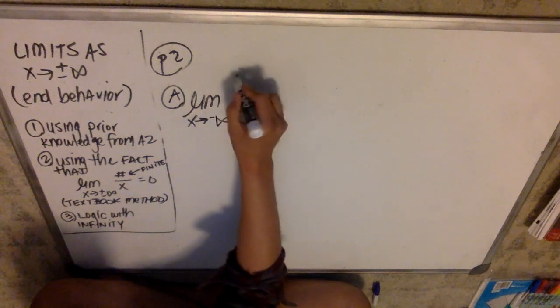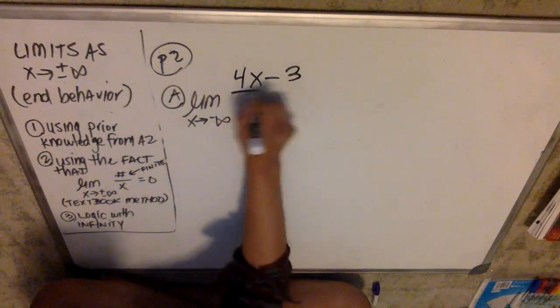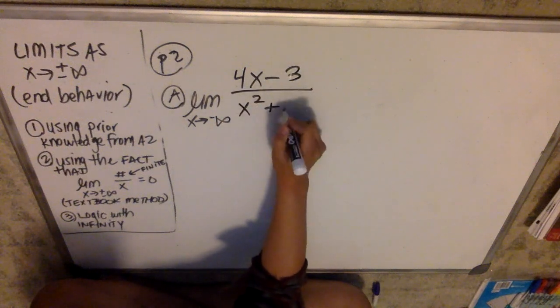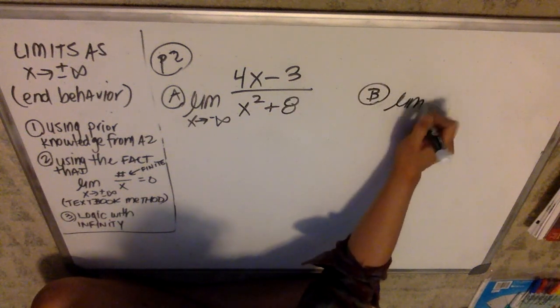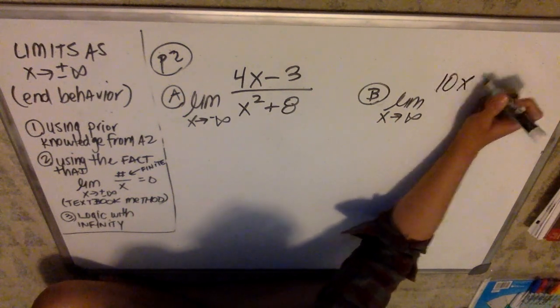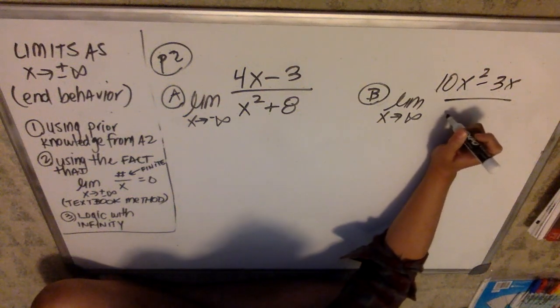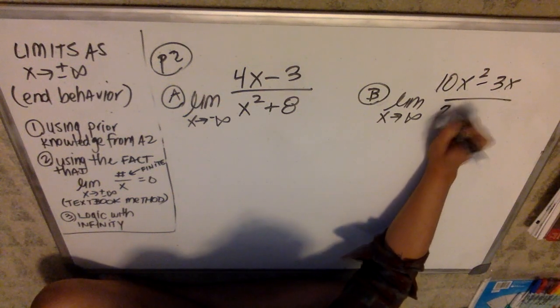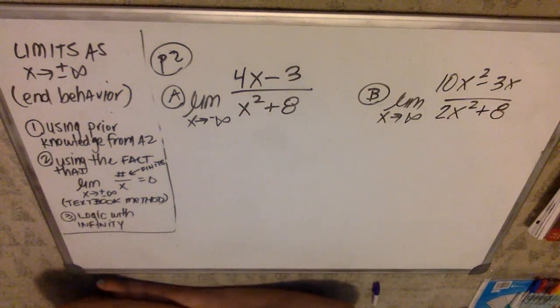So for A, the limit as x approaches negative infinity of 4x minus 3 over x squared plus 8. And for B, let's do the limit as x approaches infinity of 10x squared minus 3x over 2x squared plus 8. Great. All right, cool. I don't know why I picked 8 for both. Okay, so if you want to pause me, this would be a good time to do it.